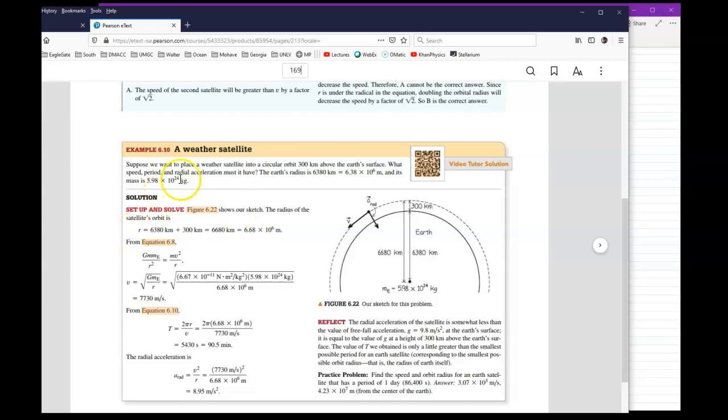He says, suppose we want to place a weather satellite into a circular orbit 300 kilometers above the Earth's surface, right there. Okay, this is the Earth right here, this big sort of solid circle here. And then the Earth satellite is right here, 300 kilometers above the Earth's surface. What speed, period, and acceleration must it have? Okay? And then he gives you the data that you need. All right? How do we do this one? Okay.